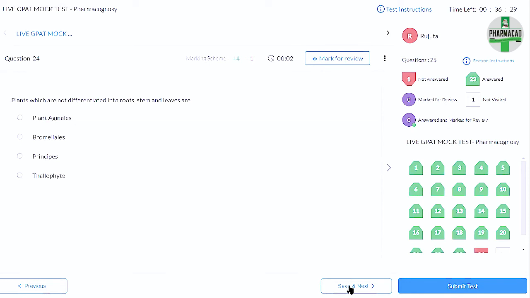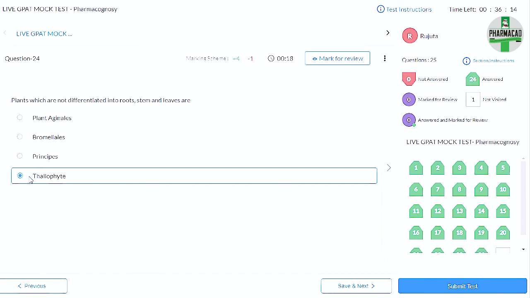Which plants that are not differentiated into roots, stem, and leaves are what? Thallophytes. Okay. So again, this is a memory type of question. In fact, we studied this in 12th itself; it is not that we are studying it just now. Thallophyta, bryophyta, pteridophyta, we studied all this in 12th as well. And if you want, you can clear up your basics once more.